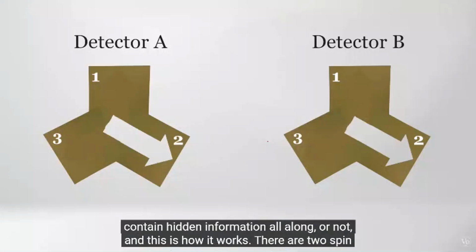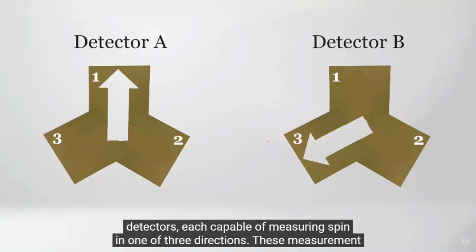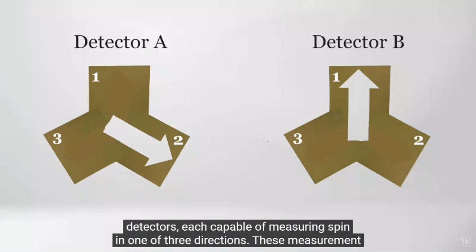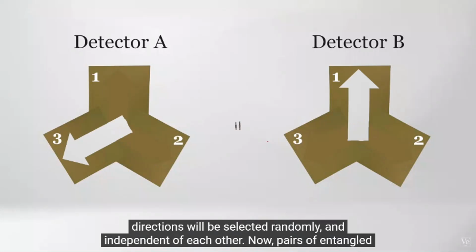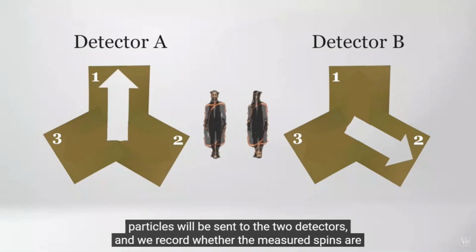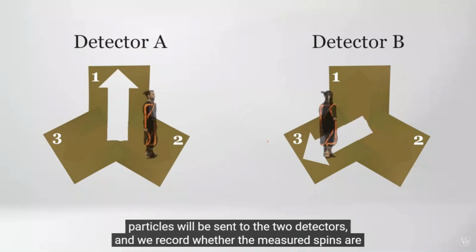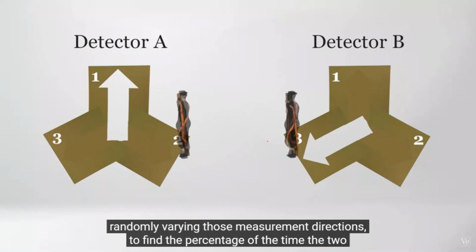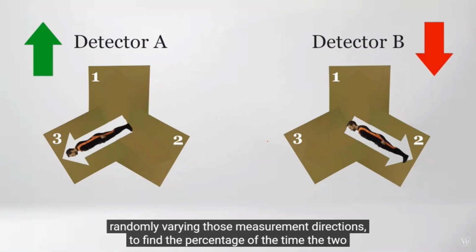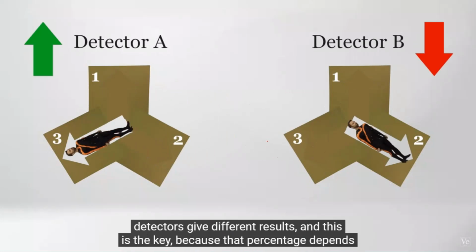There are two spin detectors, each capable of measuring spin in one of three directions. These measurement directions will be selected randomly and independent of each other. Now, pairs of entangled particles will be sent to the two detectors, and we record whether the measured spins are the same, both up or both down, or different. We'll repeat this procedure over and over, randomly varying those measurement directions, to find the percentage of the time the two detectors give different results.